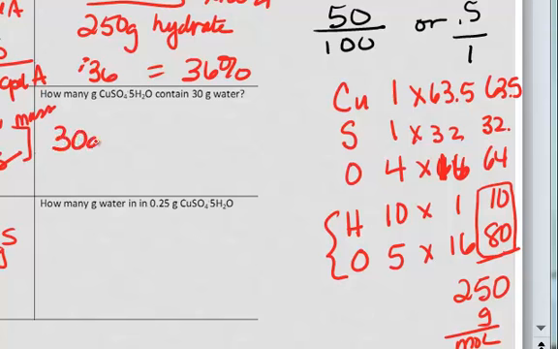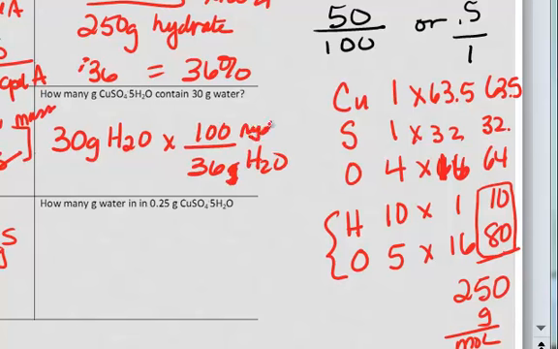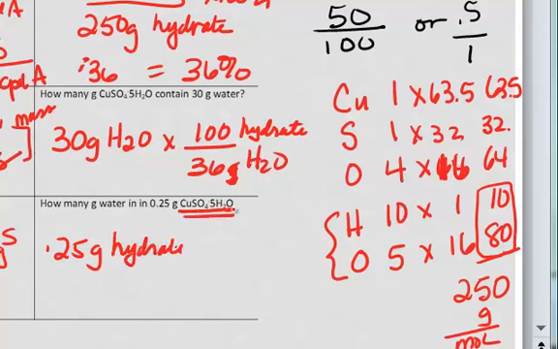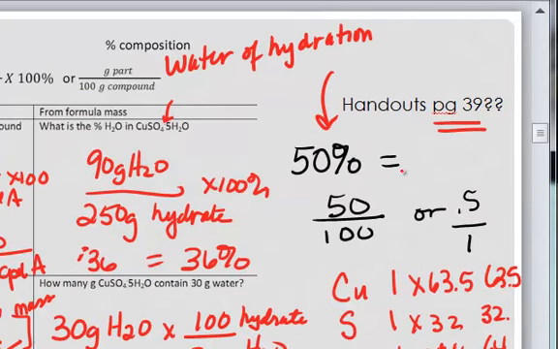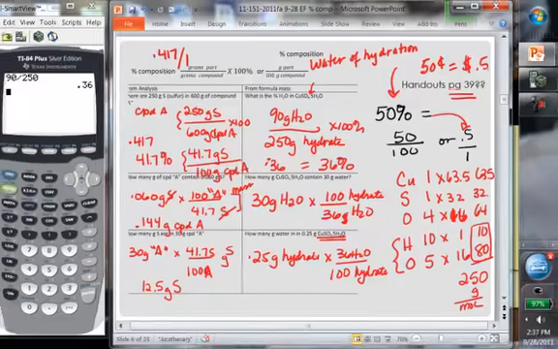So if I knew that there were 30 grams of water in something, I could multiply that times 36 grams, or let's just say 36 water over 100 hydrate, and that would be equal to the amount of the hydrated salt, times 36 water in every 100 hydrate. So that's how these work out. And again, 50% is the same as 0.5. So this is like saying 50 cents is equal to $0.50. Okay, this should give you a review of how to use percent composition.